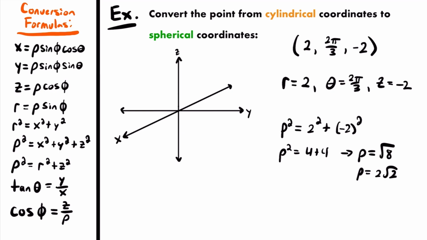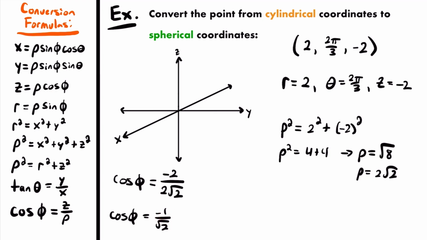So we don't need another formula for that. We can use the same one we used in rectangular. So we'll have cosine of phi equals z, which is -2 divided by rho, which is 2 square roots of 2. These two 2's will cancel out. So you'll have cosine of phi equals -1 divided by the square root of 2, which is actually just another way of writing the square root of 2 divided by 2, right?